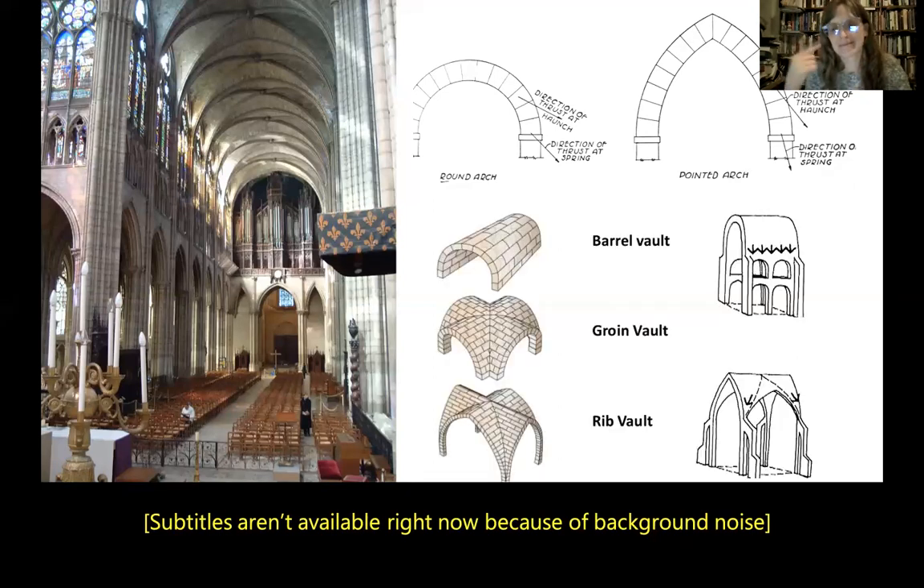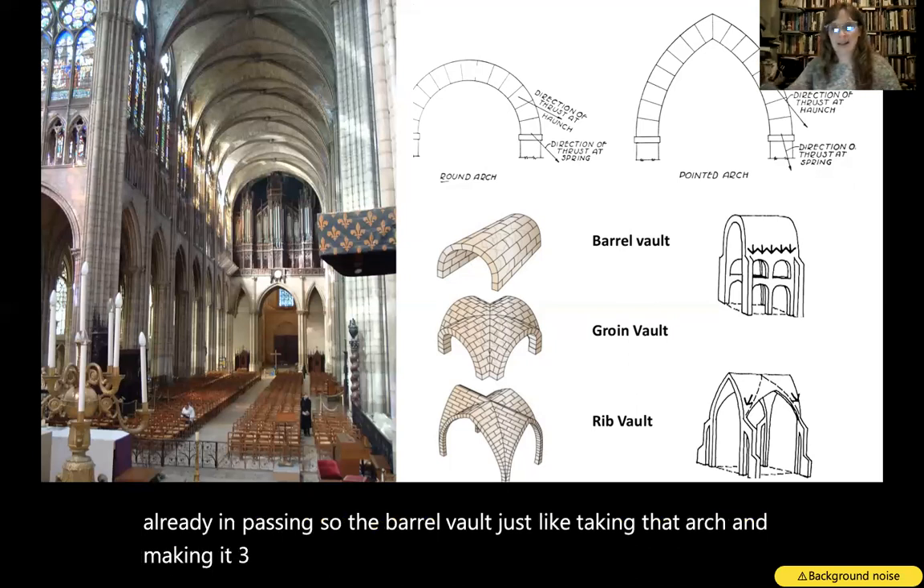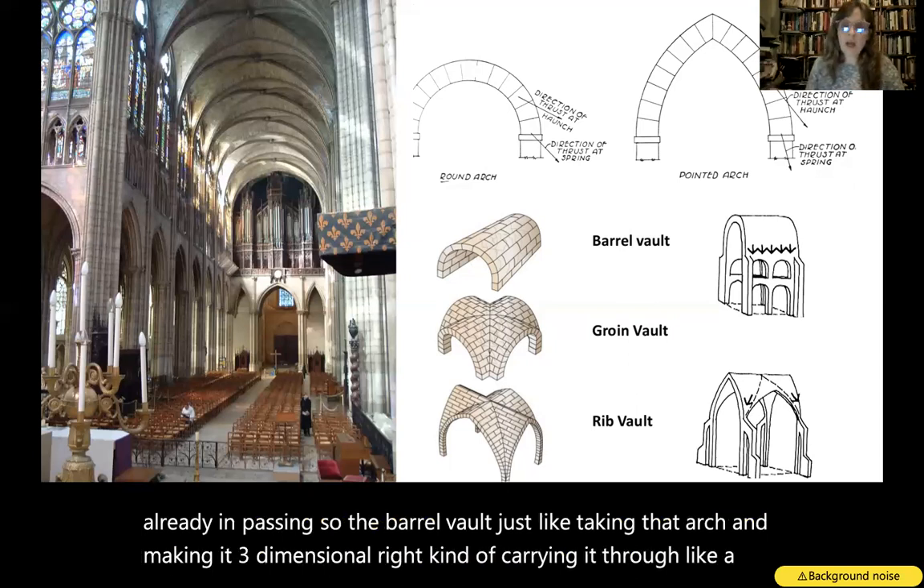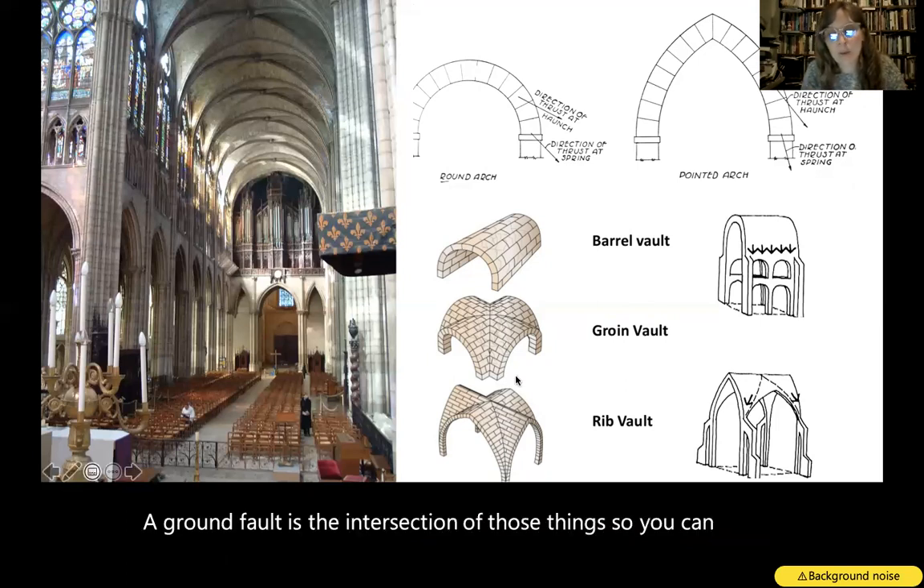Sorry, thinking. So it already existed, but it's used to great effect and really intentionally and programmatically in European Gothic architecture. So here's some of the terms that I've mentioned already in passing. The barrel vault, just like taking that arch and making it three-dimensional, right? Kind of carrying it through like a hallway. A groin vault is the intersection of those things. So you can see, and then a rib vault is with a pointed arch.